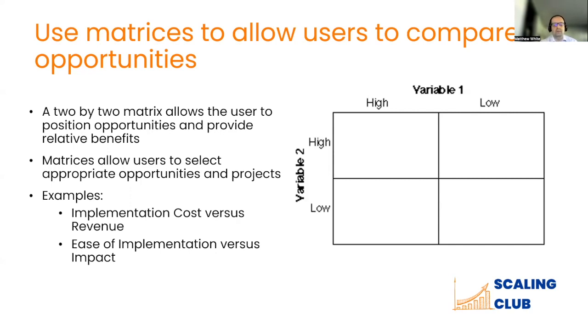So a good example could be implementation cost versus revenue. Having a surgical center is going to cost a lot more and take a lot more time, but you're going to generally have higher revenues longer. Another one could be ease of implementation versus impact. Maybe using an app on your iPhone or Android is a lot easier than installing a new software system like SAP. So that may be an option for a company to do.